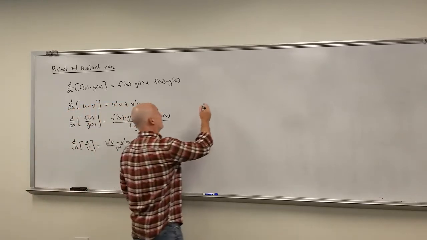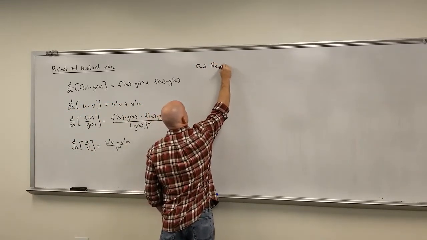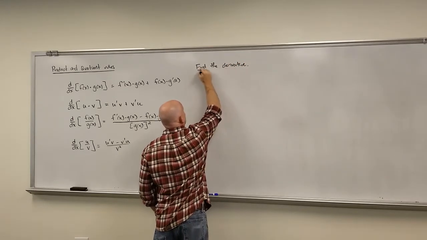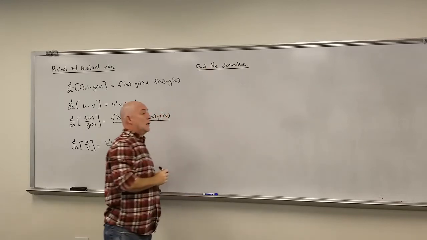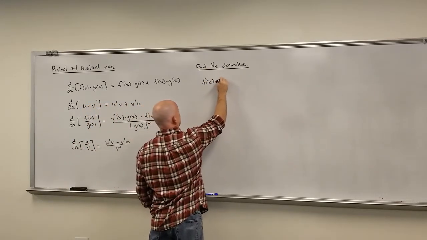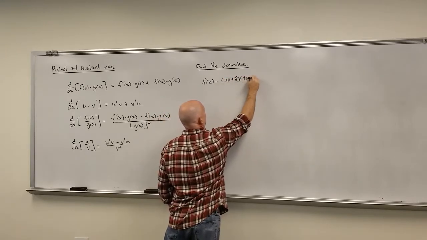So let's start out with this. Just find the derivative. So there's our directions. Let's start with just the first one: f of x is equal to 2x plus 3 times 4x minus 5.